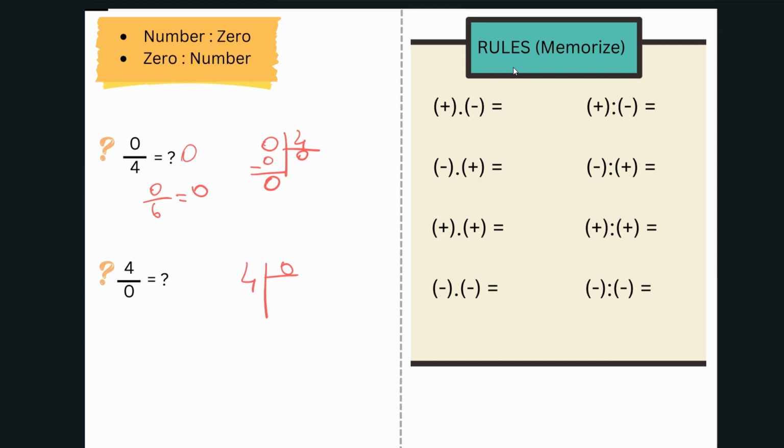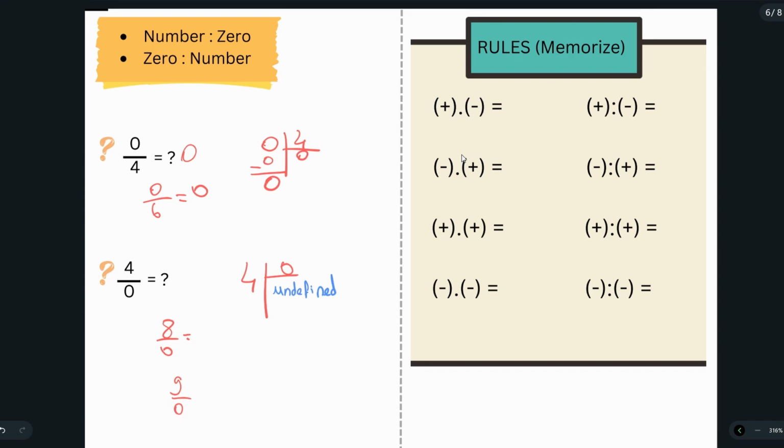As I just said, there is no defined number. That means that this answer is undefined. A number divided by 0 is always undefined. 8 divided by 0 is undefined. 9 divided by 0 is undefined.